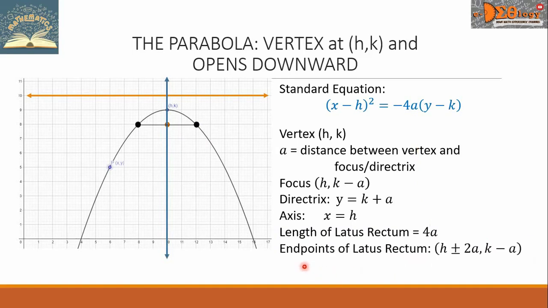Now, for the endpoints of latus rectum, here are the two endpoints. The coordinates will be (h plus or minus 2a, k minus a), respectively.